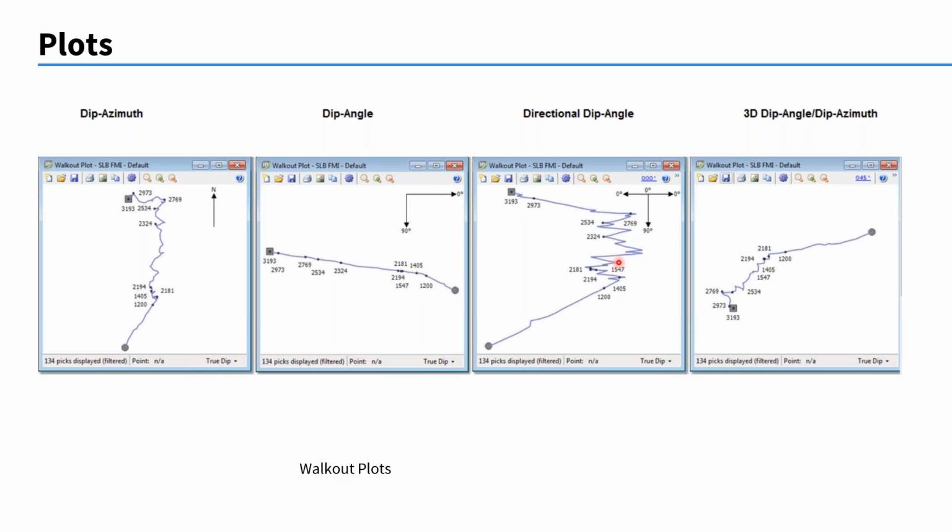And then there's the directional dip angle plot and the 3D dip angle dip azimuth plot.